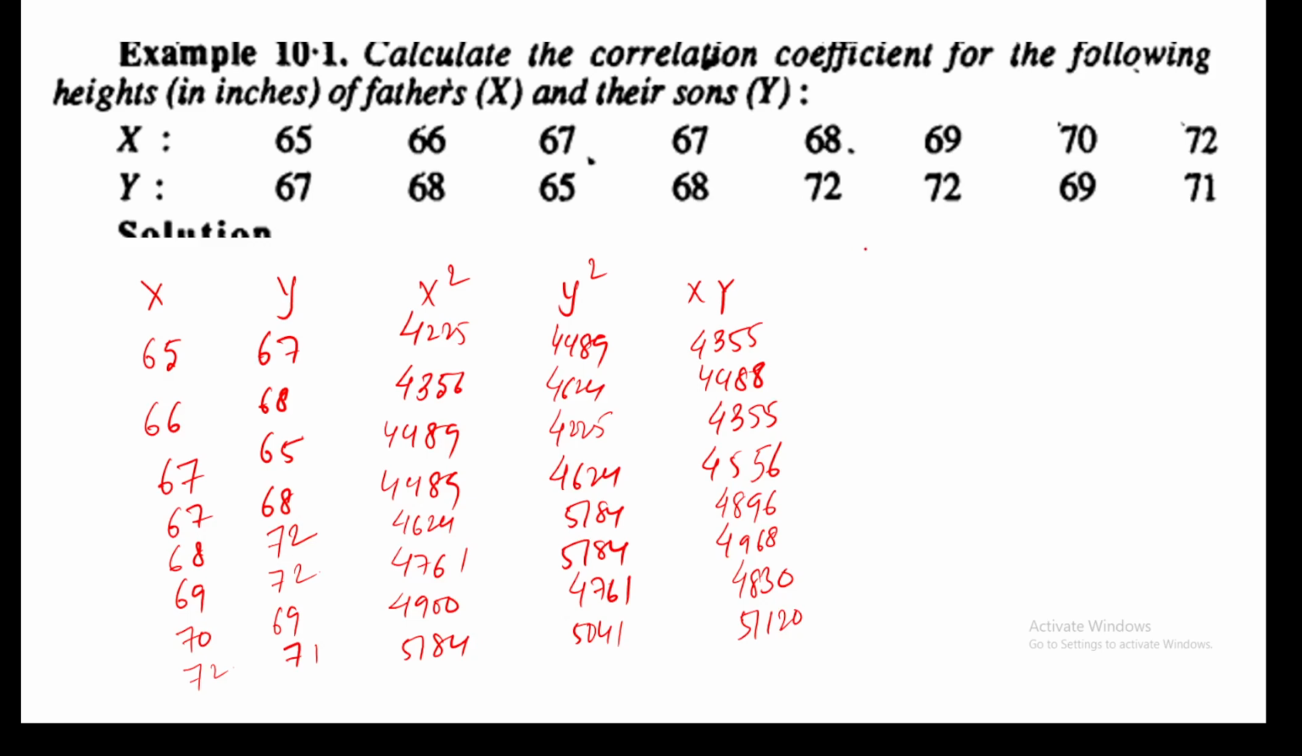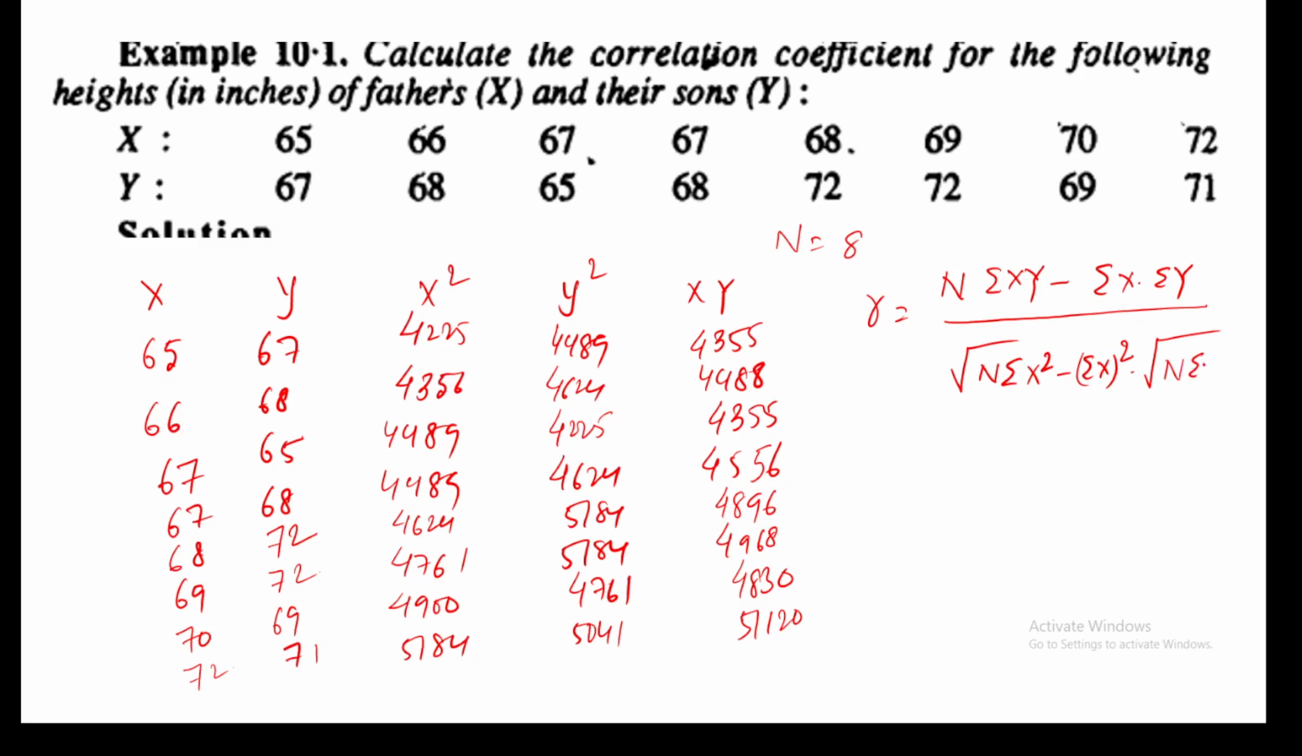Can anyone say about x bar also, or do we have one formula directly? How many numbers do we have? N is equal to 8. So we'll use r is equal to n summation of xy minus summation of x into summation of y, over the root of n summation of x square minus summation of x square, into n summation of y square, sorry.